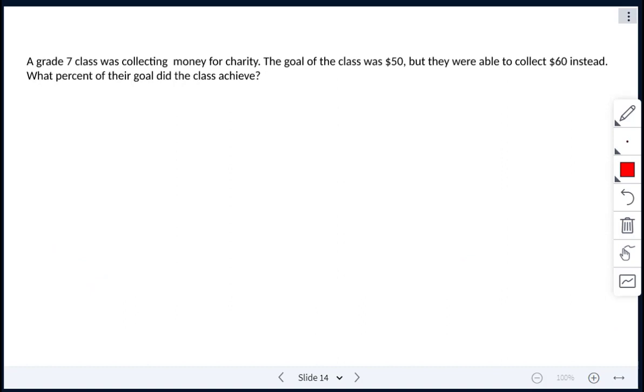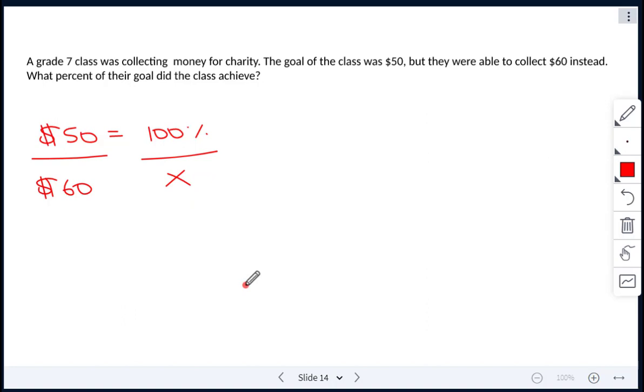So our next example: a grade 7 class was collecting money for charity. The goal of the class was $50, but they were able to collect $60 instead. What percent of their goal did the class achieve? So let's set up our ratio. If they got $50, that was 100% of their goal, right? Their class goal was $50, but they were able to collect $60. So we're setting up a ratio like that.